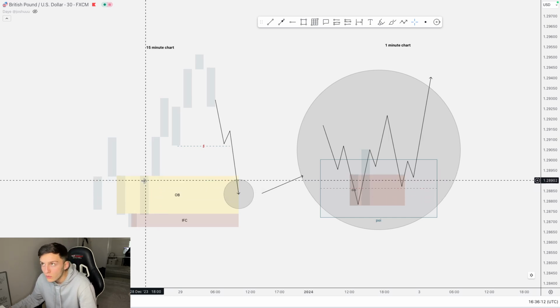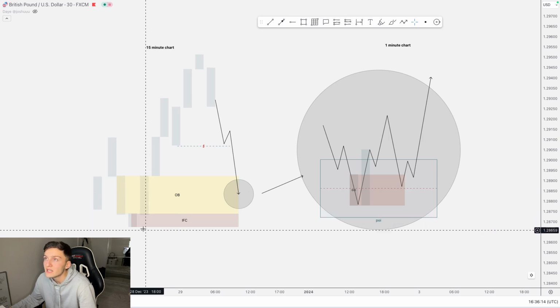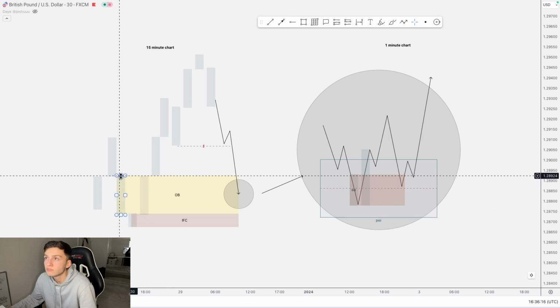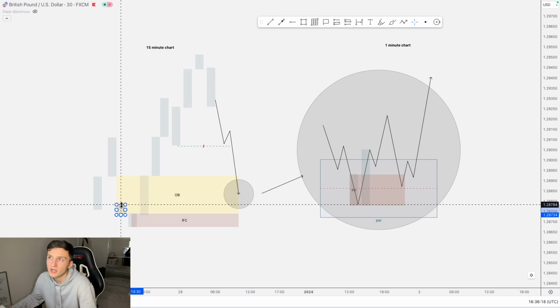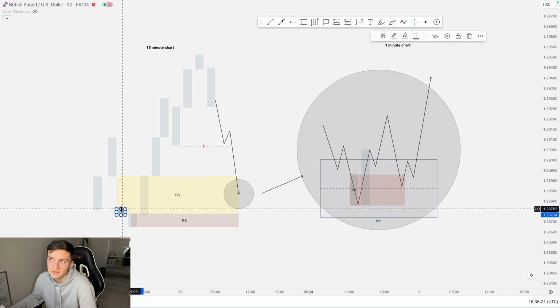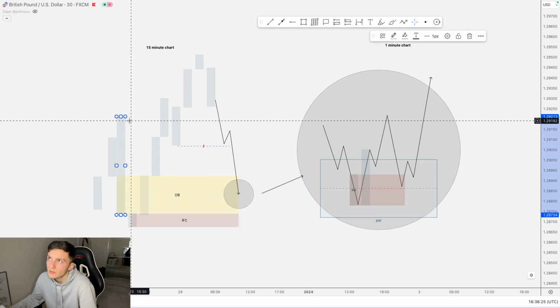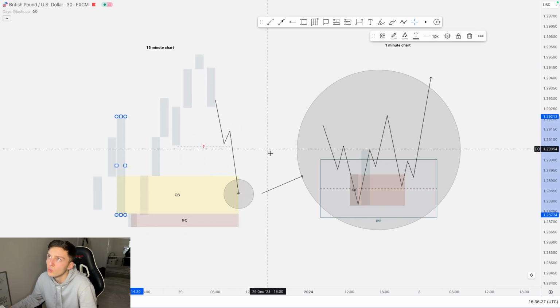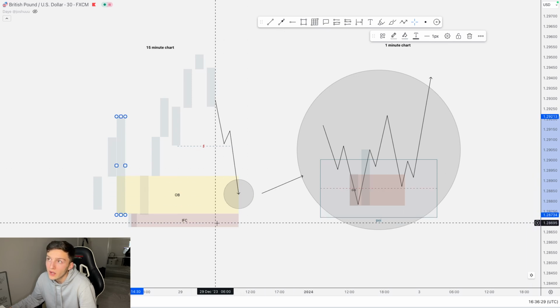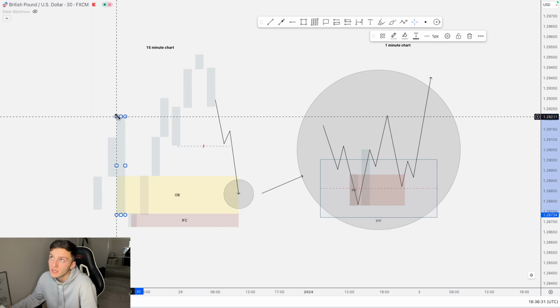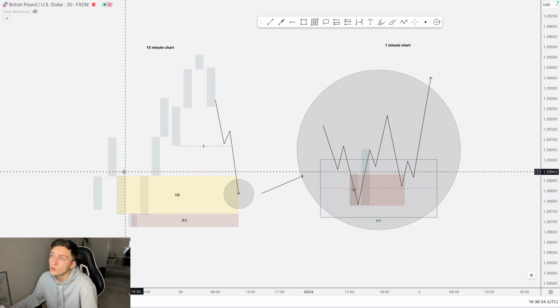The only time I'll ever use an IFC candle is if the order block is not that much bigger, so you're not really taking a risk. If the order block's that big, then I'm not going to use the IFC, because the likelihood of price pushing all the way down and tapping an IFC that's 1.5 pips big is not likely, right? So the order block is the main area.